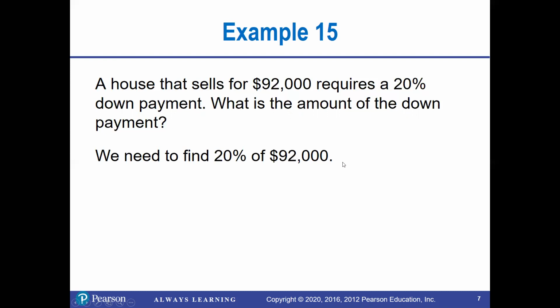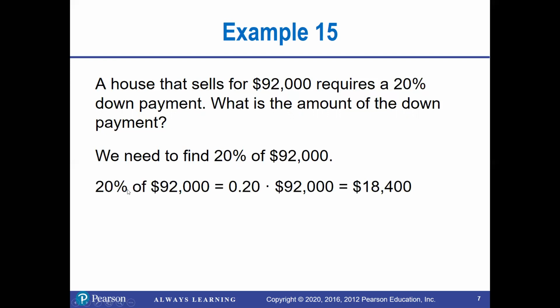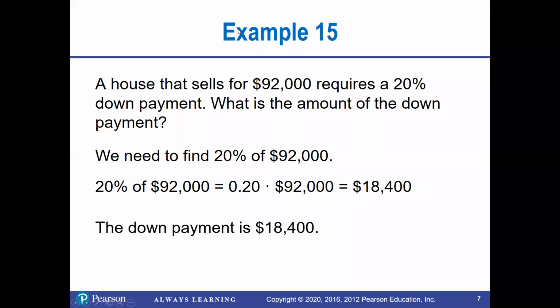I need to know 20% of 92,000. Okay, now how do I deal with that? Well, that's going to be 20% times 92,000, and we can only work with percentages as decimals. So that's 0.2 times 92,000, which is 18,400, and that is the down payment. The word "of" a lot of times is going to be multiplication.